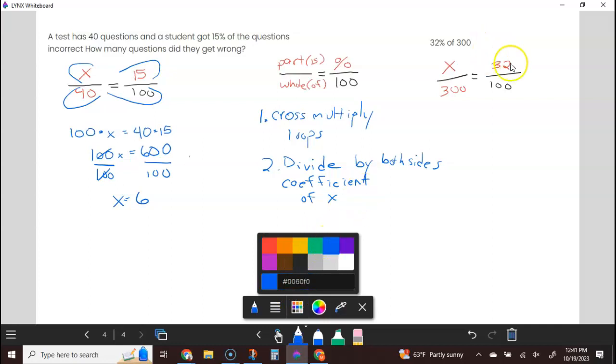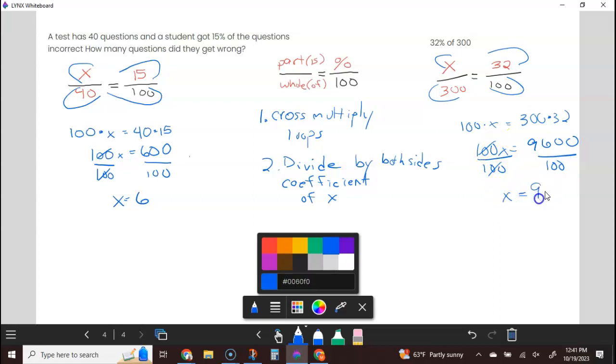I'm going to multiply my loops. So again, x times 100. And then on the other side, I've got 300 times 32. 100 times x is 100x, and 300 times 32 should be 9,600. And then my final step here is going to be to divide both sides by the coefficient of x, which is 100 again. So those 100s cancel, leaving me with x equals 96.